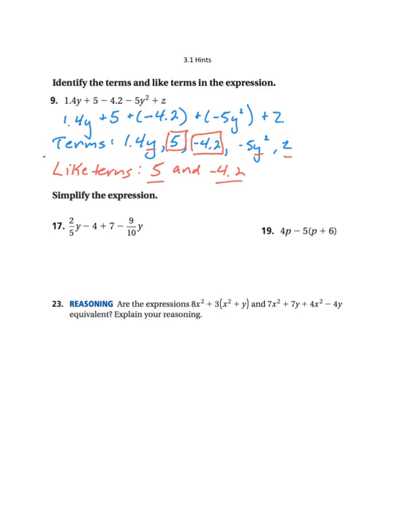All right, for the next couple problems, we need to simplify the expressions. So we're looking for those like terms, and we're going to combine the terms that are like. I'm going to start by writing this as a sum of terms again, because I think that helps with simplifying as well.